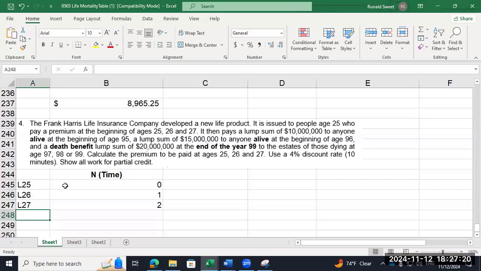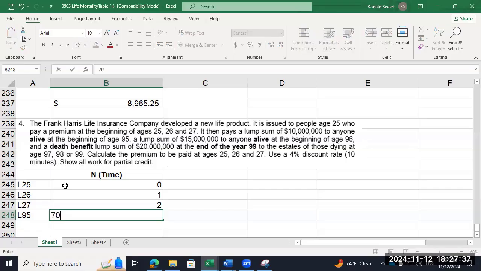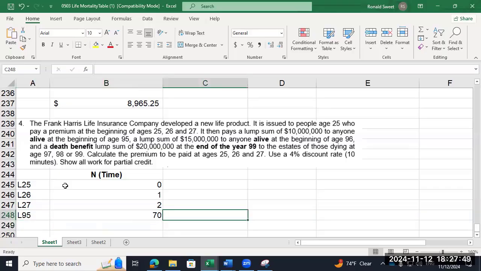All right. Payments, when we make payments. So is that a D95 or an L95? L95. So what's your N there? It's gonna be 70, right? Because it's paid at the beginning of the year. So 95 minus 25. Just remember that. Okay, how much are you gonna pay them? 10 million, right?